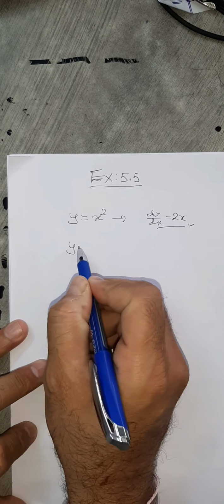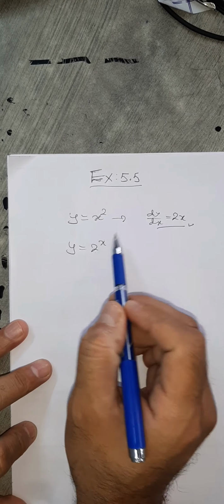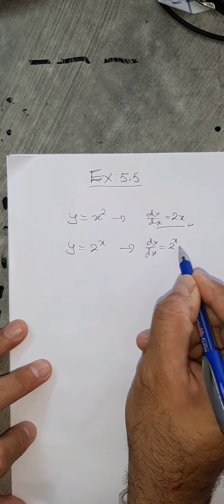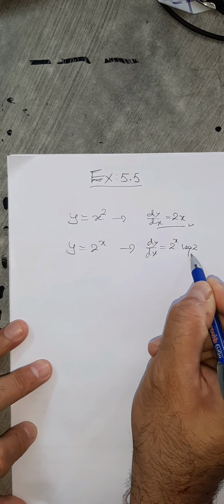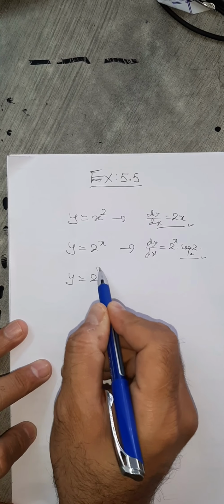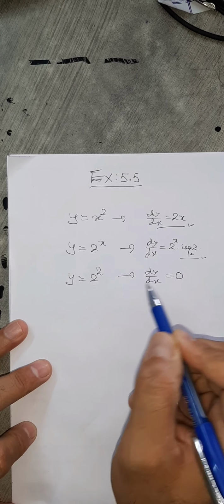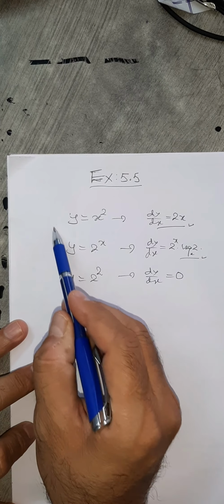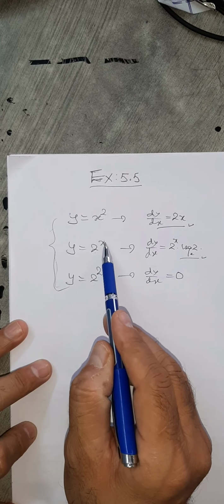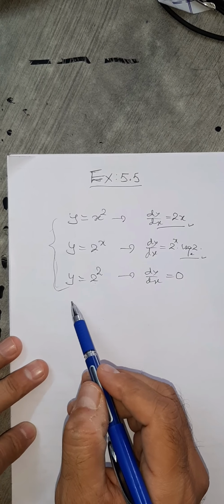Next, if I take y equals 2 raised to x, variable raised to constant, now constant raised to variable, then the derivative, being an exponential function, is 2 raised to x into log 2 to the base e, that we know. If I have y equals 2 raised to 2, this is just a constant, so dy by dx will be 0. Now these three functions, variable raised to constant, constant raised to variable, constant raised to constant, we know how to differentiate such functions.